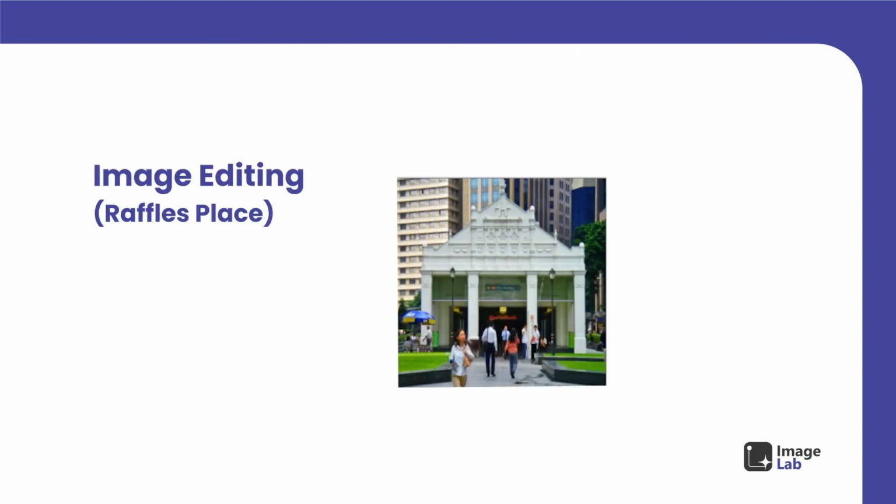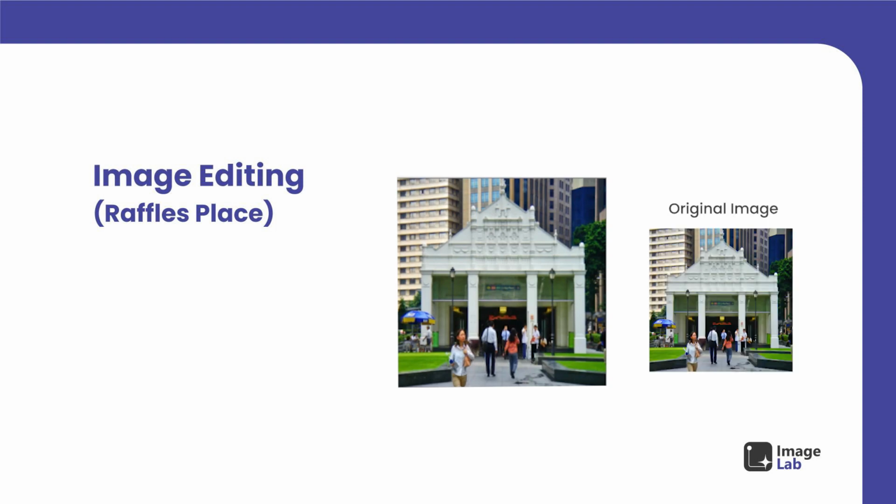Suppose that I have a photo of Raffles Place, but I want to relocate the people in the image. The standard way is to do careful and tedious image editing. In ImageLab, I can simply click on the person I want and move them to a different location. I can also perform scaling and flipping on the different objects.